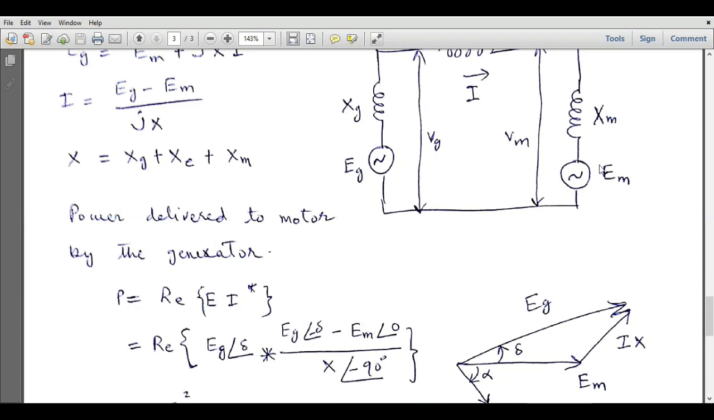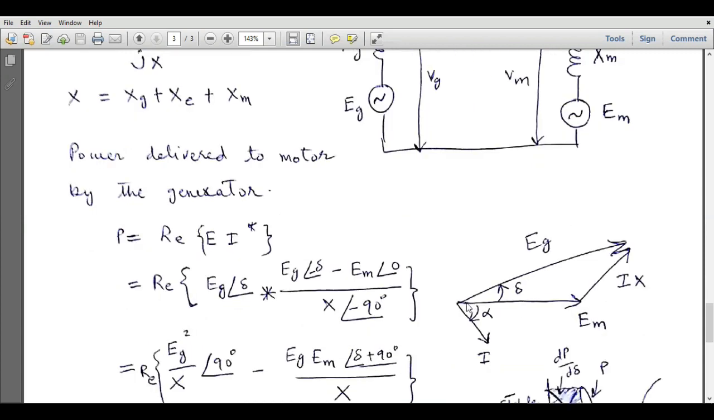And Em, the motor voltage, is taken as the reference, so it is lying at the x-axis, and the phase angle of this Em is equal to 0 because it is lying at the x-axis. So Em with an angle of 0, and its conjugate will also be equal to Em with an angle of 0. So jX can be written as X with an angle of 90 degrees, and its conjugate will be equal to X with an angle of minus 90 degrees.